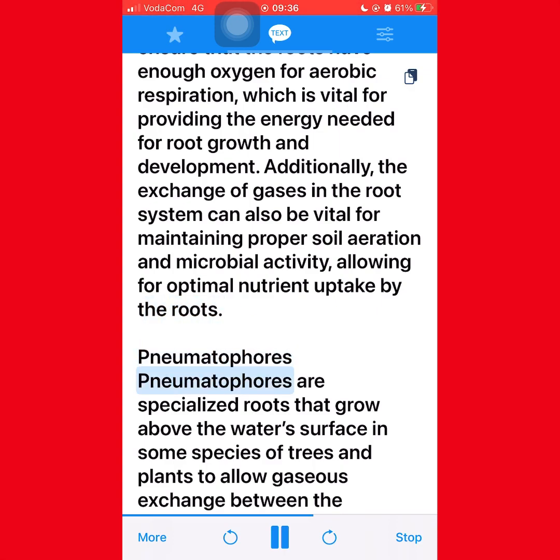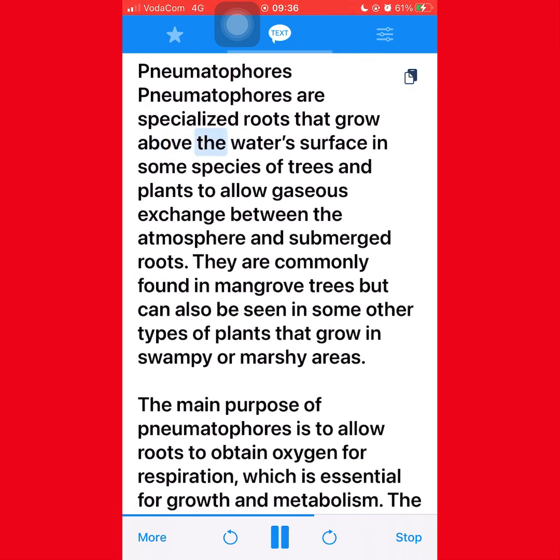Pneumatophores. Pneumatophores are specialized roots that grow above the water surface in some species of trees and plants to allow gaseous exchange between the atmosphere and submerged roots. They are commonly found in mangrove trees but can also be seen in some other types of plants that grow in swampy or marshy areas.